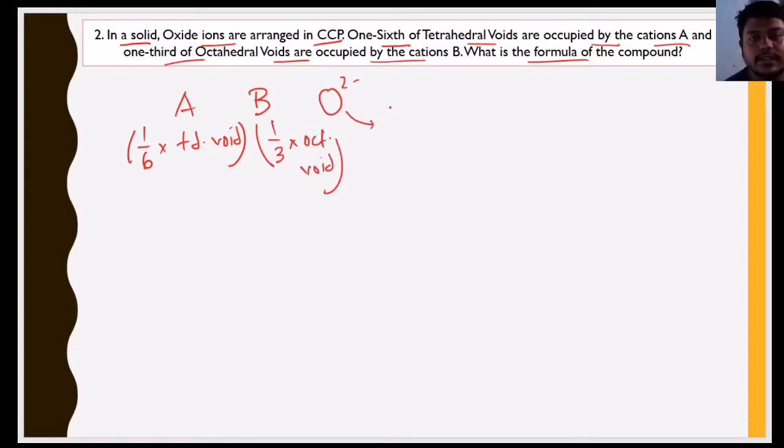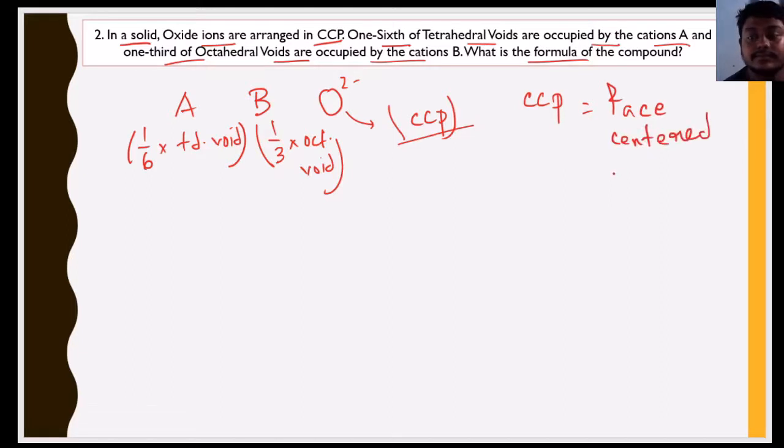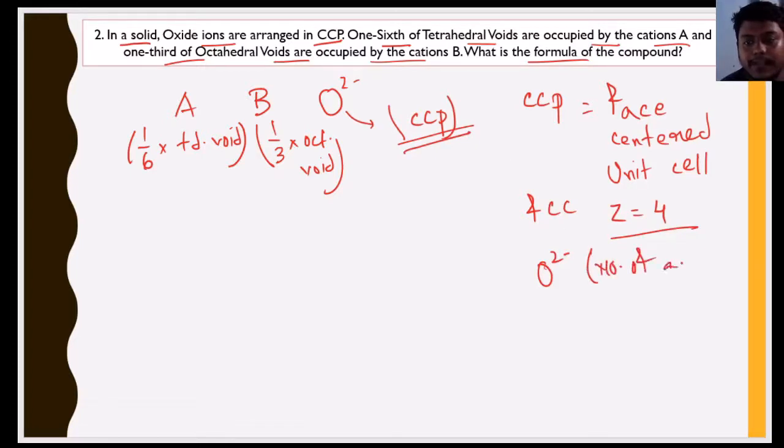And for oxygen, what are they giving? The information is that they are in CCP, cubic close packing arrangement. As I explained in my video lecture, CCP represents the unit cell composition of a face centered unit cell. As we know, for the FCC, the value of Z, that is the number of atoms per unit cell, is 4. So for the oxide ion, as it is in CCP arrangement, the number of atoms per unit cell should be equal to 4.